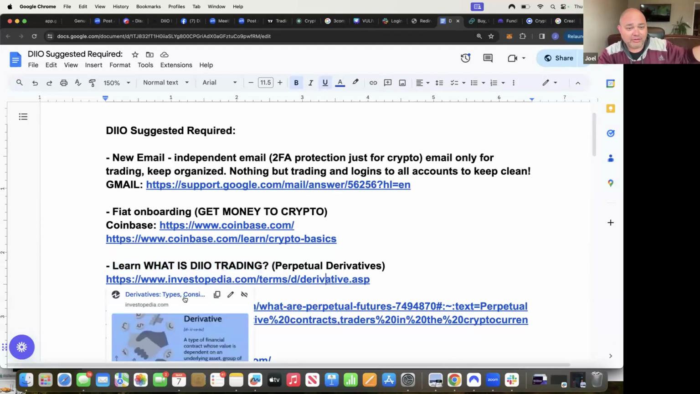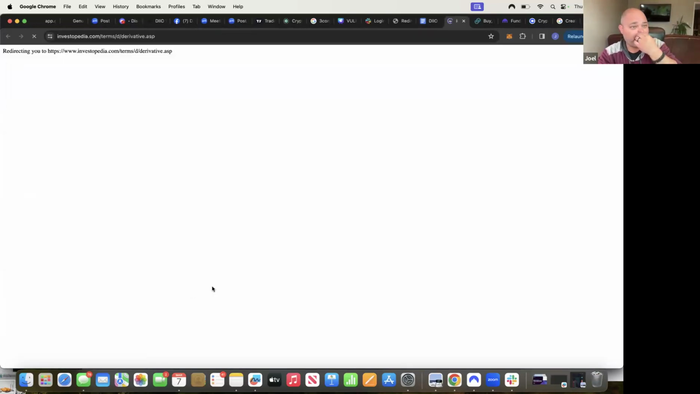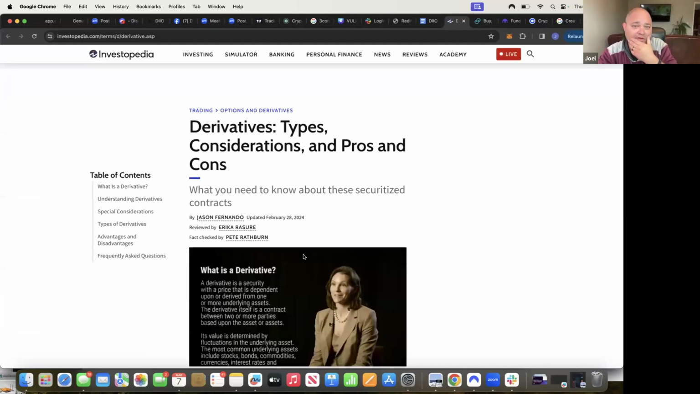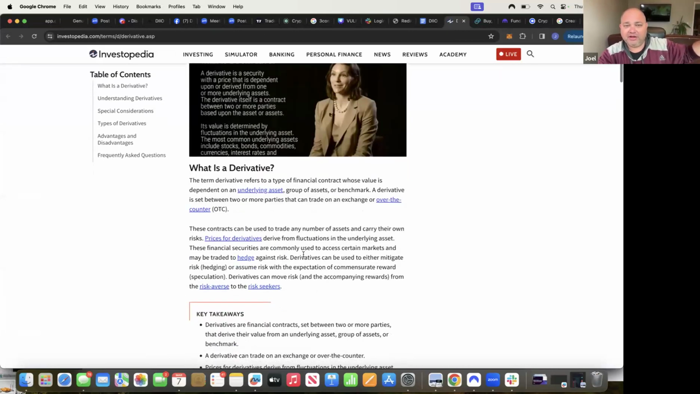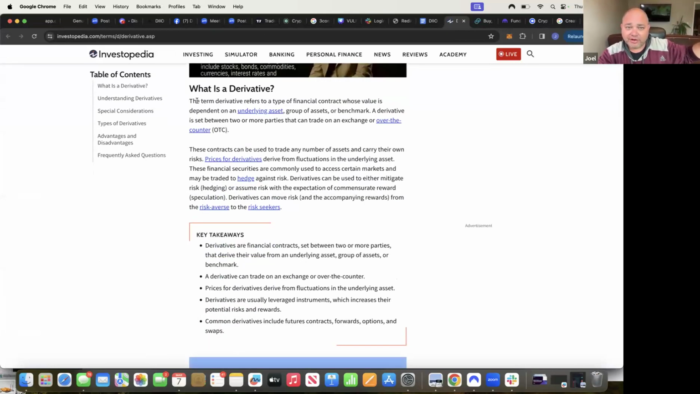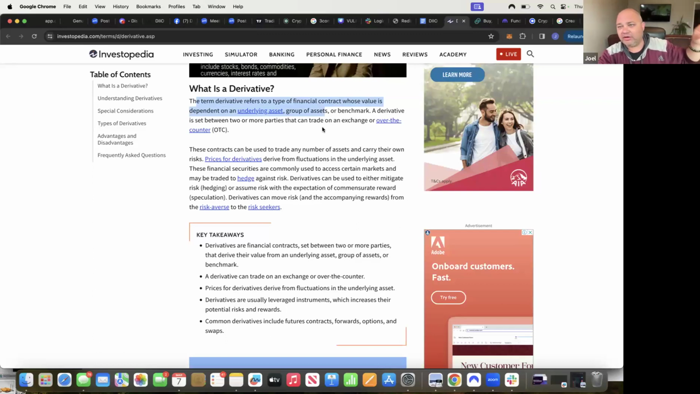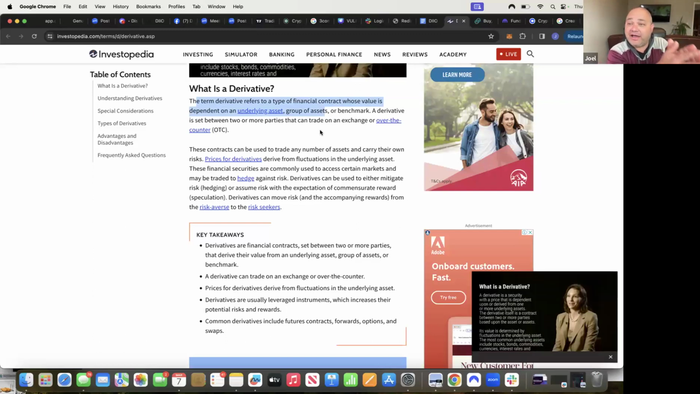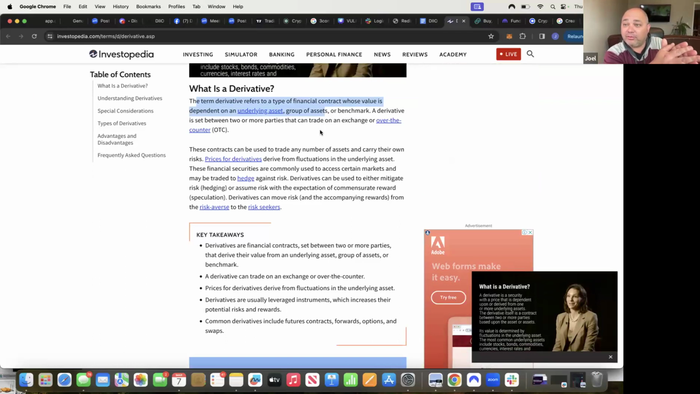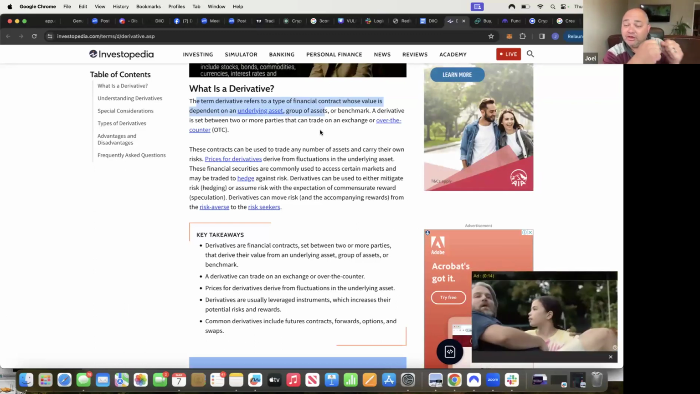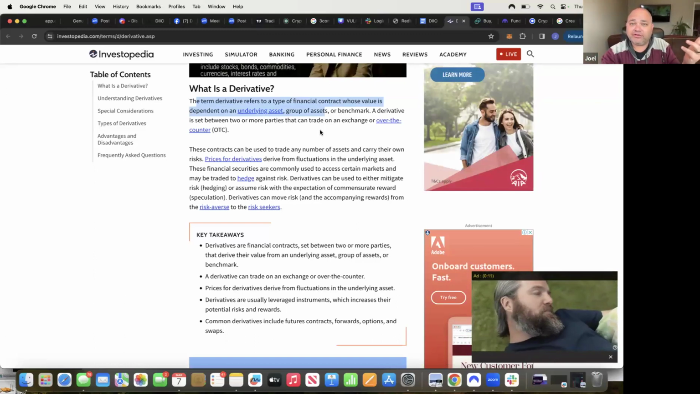So I linked to it from Investopedia. I try to use at least resources that I've used as my own resources. Derivatives, types of considerations, pros and cons, everything you need to know, right? A derivative refers to the type of financial contract whose value is dependent on an underlying asset, right? So it's like an over-the-counter, it's a paper. It's not the actual asset. It's the derivative form through the exchange that ties to the actual price of the asset, right? That's what we're using USDT to leverage trade.